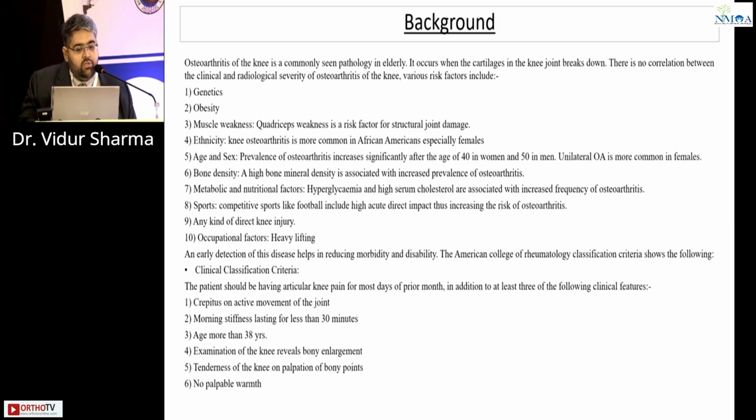So we all know osteoarthritis of the knee is the commonly seen pathology in the elderly. It occurs when the cartilage in the knee joint breaks down. The various risk factors leading to osteoarthritis are genetics, obesity, muscle weakness, ethnicity, age, sex, bone density, sports, and any kind of direct injury to the knee. Early detection of the disease helps in reducing morbidity and disability.